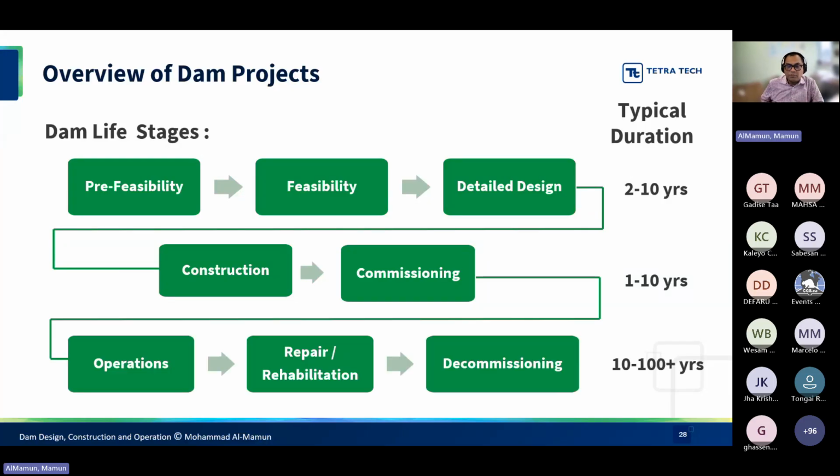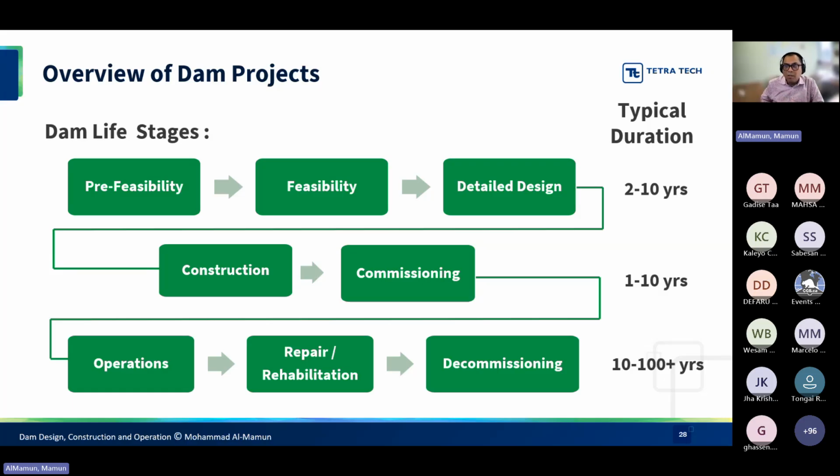And then the last part is, of course, the operations, repair, rehabilitation, and decommissioning. Once a dam is commissioned, then we have to operate it. A water dam we operate for hundreds of years or so, or more, unless there is a reason to decommission that dam for whatever reasons. But throughout this process, most dams need some repair and sometimes some major rehabilitation.